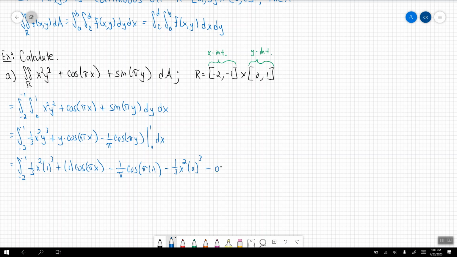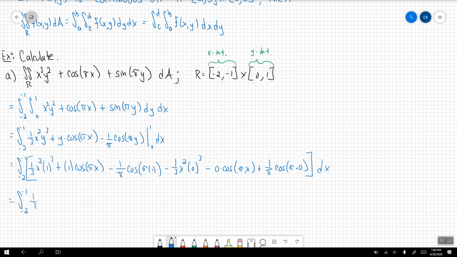Minus 0 times cosine of pi x, and then that's going to be a positive because the minus distributes, so what's 1 over pi times cosine of pi times 0. Alright, and then after that, that's going to be the dx. So let's simplify before we find the antiderivative, because when we simplify, everything's going to look kind of nice.